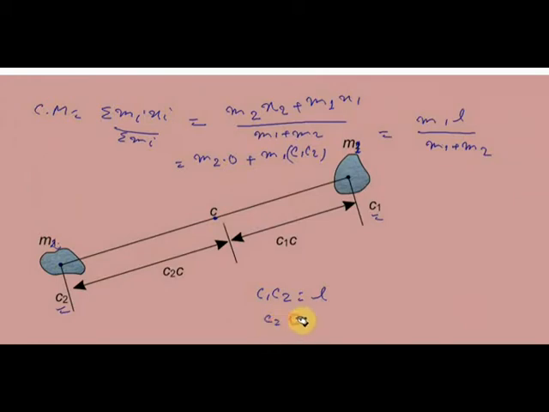So if this is our center of mass, then the length of C2C, because this length is from the origin of our frame of reference and the origin is at C2, would be m1L by m1 plus m2.